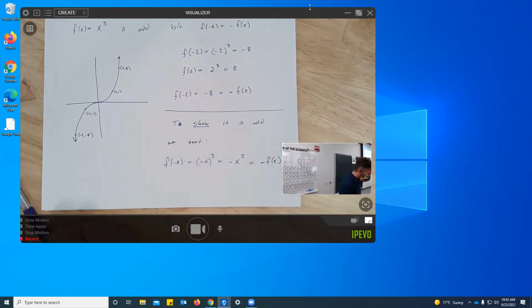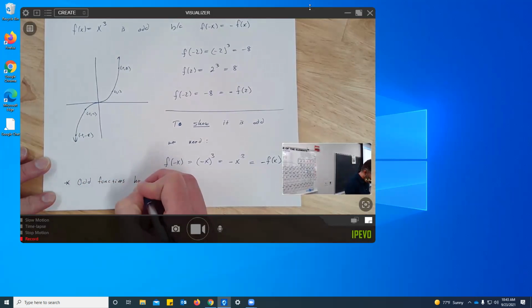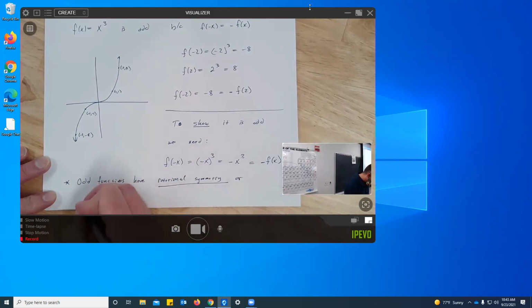I should say, odd functions have what is called rotational symmetry, also called symmetry about the origin.